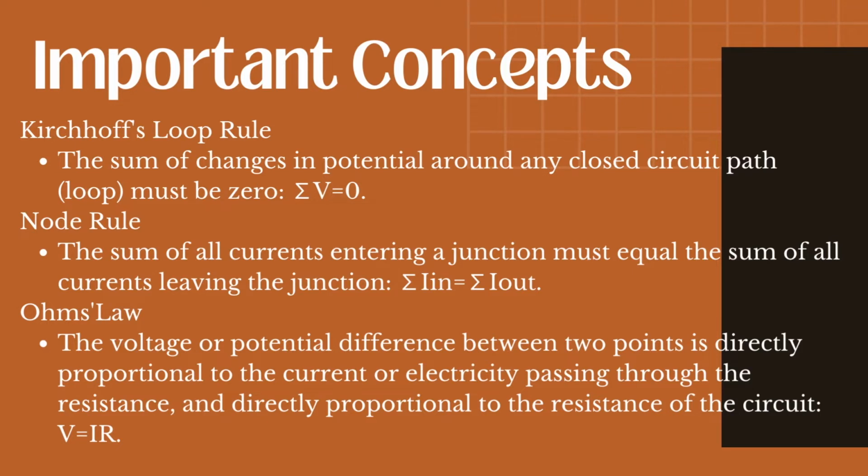The loop rule states that the sum of changes in potential around any closed circuit path must be zero. The node rule states that the sum of all currents entering a junction must equal the sum of all currents leaving the junction. And Ohm's law states that the voltage or potential difference between 2 points is directly proportional to the current passing through the resistance, and directly proportional to the resistance of the circuit.